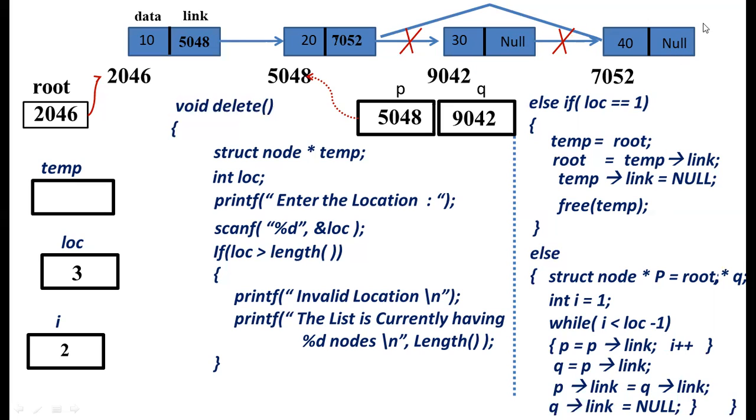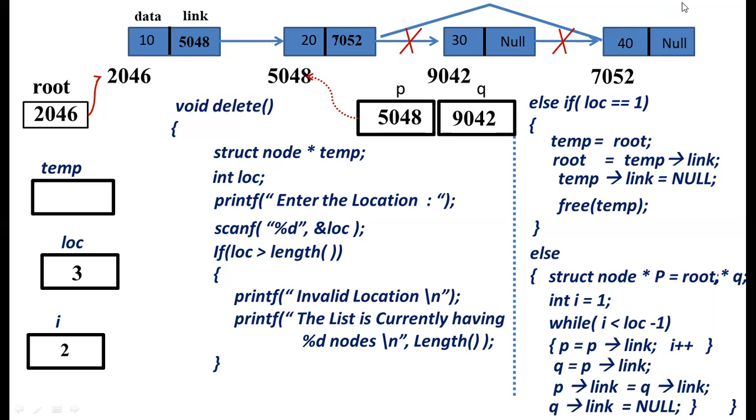So here already it is null. Again when I say Q to link is equal to null, once again it will be placed with the null value. So now this particular node is free because this connection is lost. So if we want to reallocate the memory, we have to use the free function, free of Q.